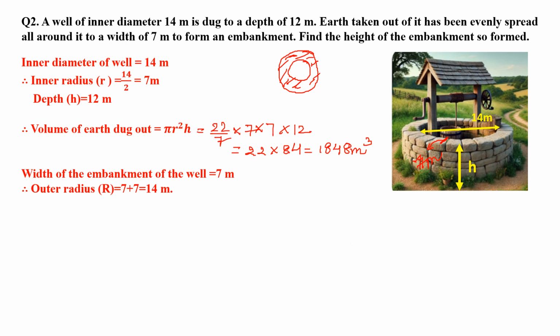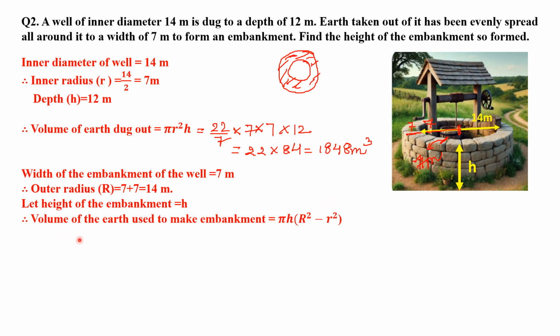So if you add that thickness, what will it become? This is the thickness, and from here till here it is 7. This is given as again 7. So 7 plus 7, 14 meter. So your outer radius is 14 meter. And the height of the embankment, I have assumed as h because you have to find that only.